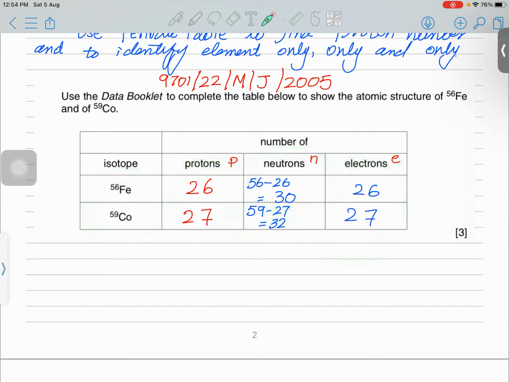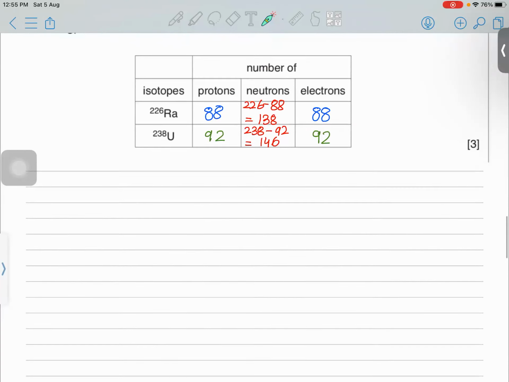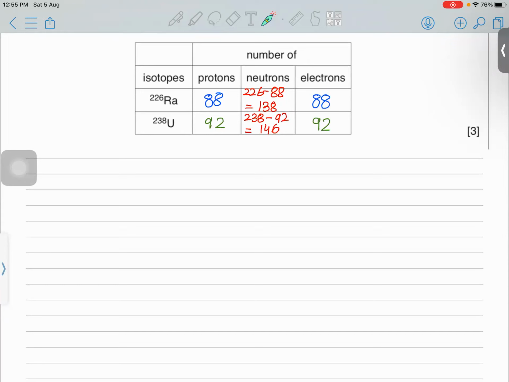Now, can you tell me what is the function of the periodic table? Only to find the proton number. Yes. Only to see the proton number and identify the element. Do not use the periodic table to find the molecular mass or atomic mass, right? You can use it for the proton number, not for the nucleon number, not for anything. The same question is in 2019.